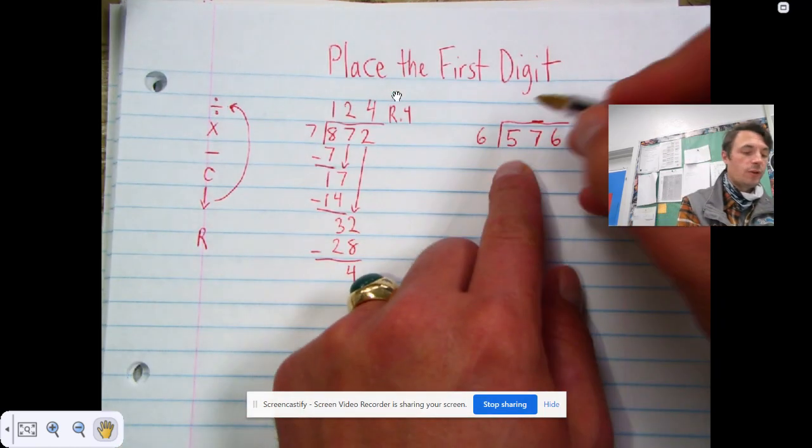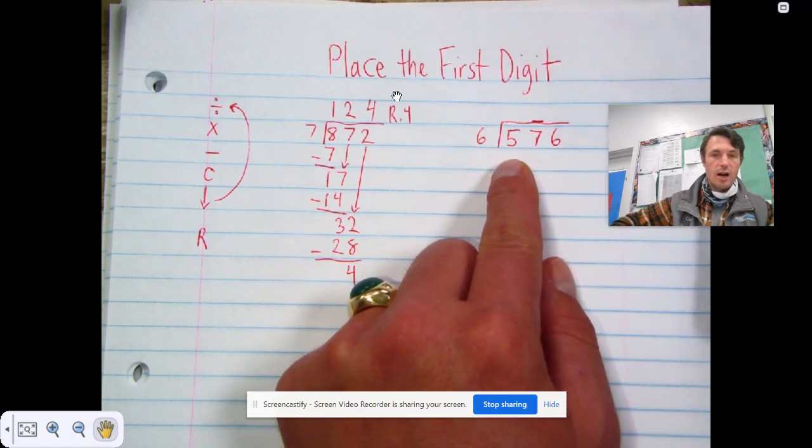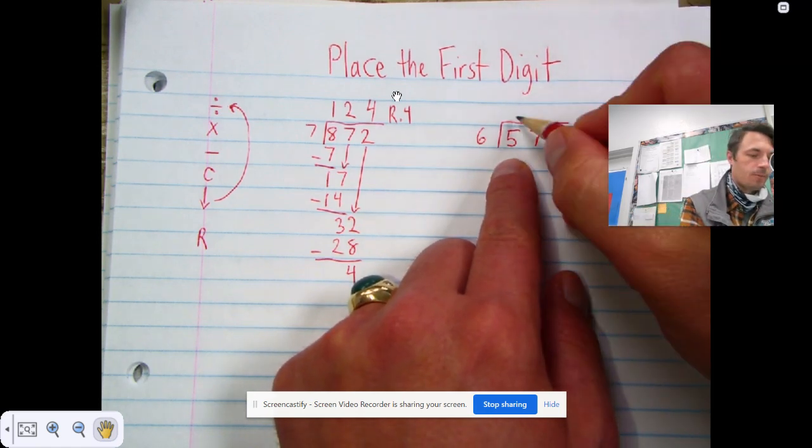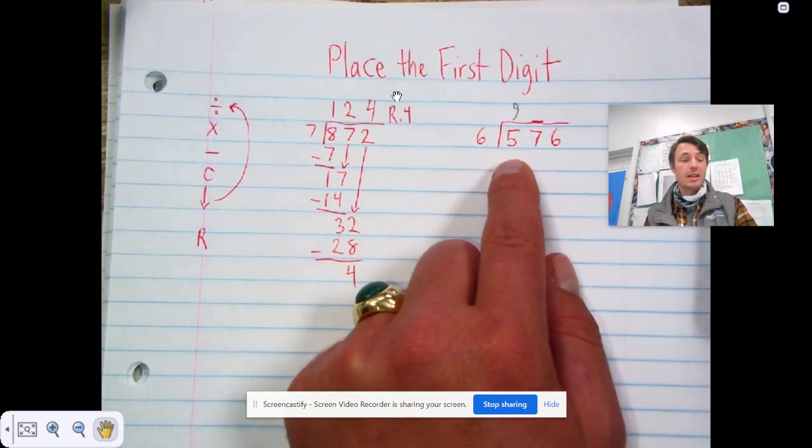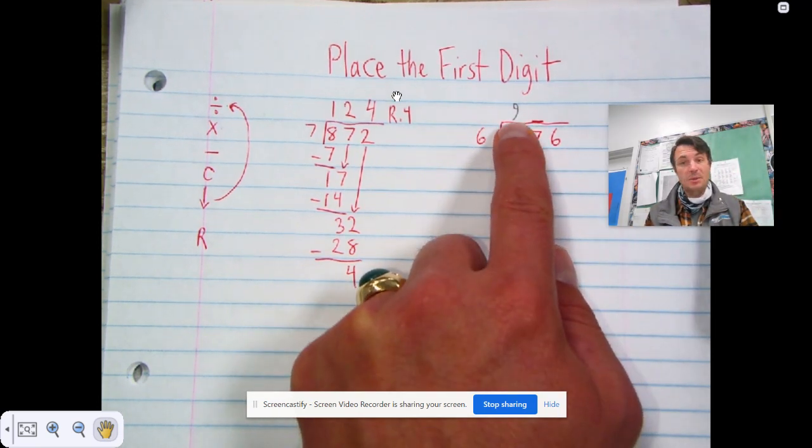So we don't put the 9 right here. If we put the 9 there, we're saying 6 can fit into 5 9 times, and that's not true.